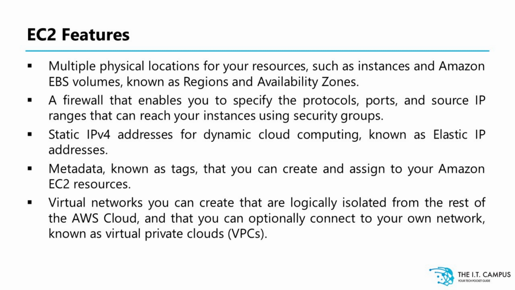multiple physical locations for your resources, such as instances and Amazon EBS volumes, known as regions and availability zones; a firewall that enables you to specify the protocols, ports, and source IP ranges that can reach your instances, using security groups; static IP addresses for dynamic cloud computing, known as elastic IP addresses; metadata known as tags that you can create and assign to your Amazon EC2 resources; and virtual networks you can create that are logically isolated from the rest of the AWS cloud and that you can optionally connect to your own network, known as virtual private cloud, VPC. These are the features that AWS EC2 provides.